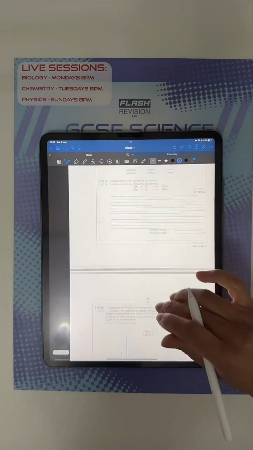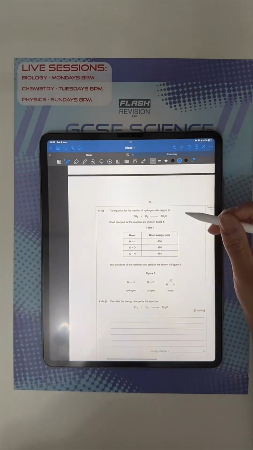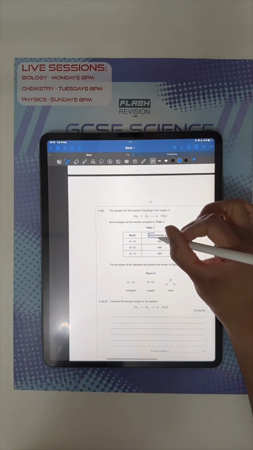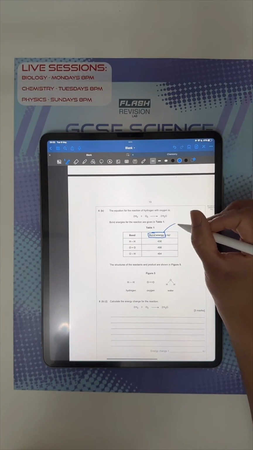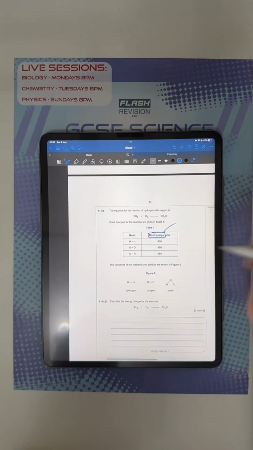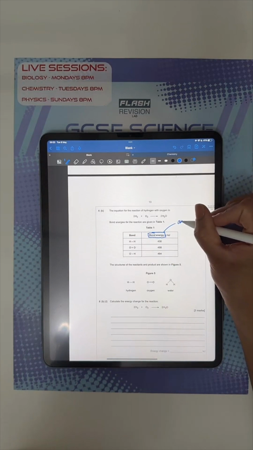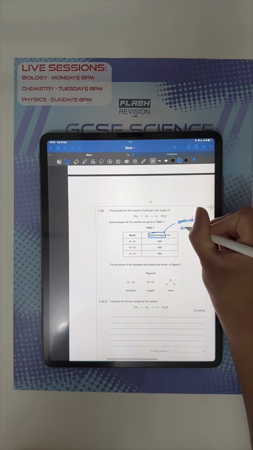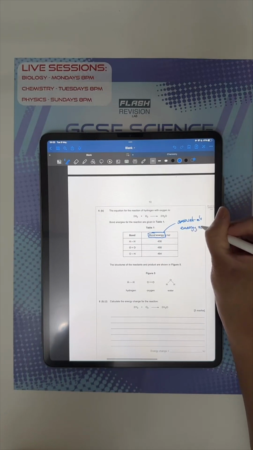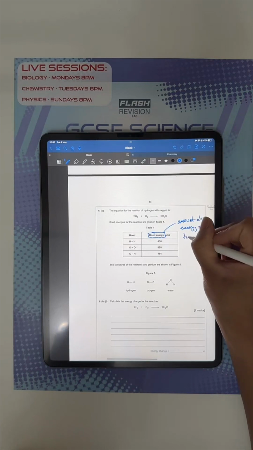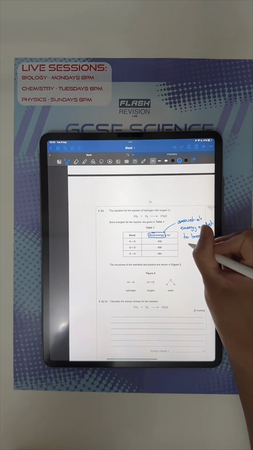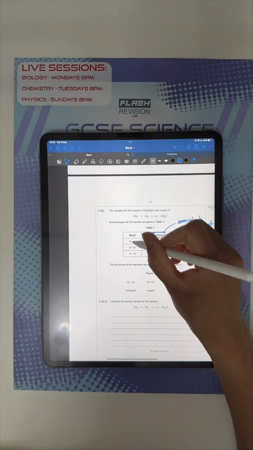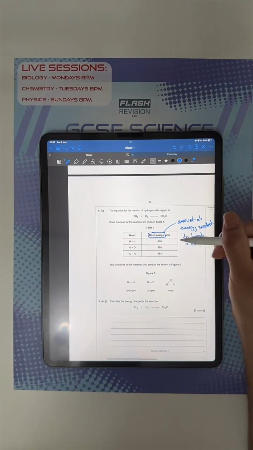So back to our question. What we've been given here are different bonds and the bond energy. So what does bond energy mean? It's basically the amount of energy you need to break this type of bond, this type of bond, and this type of bond. So the amount of energy needed to break a bond. So for example, to break a bond between H and H, you need 436 kilojoules.